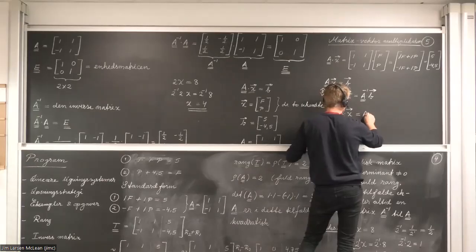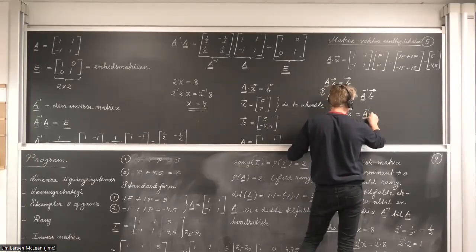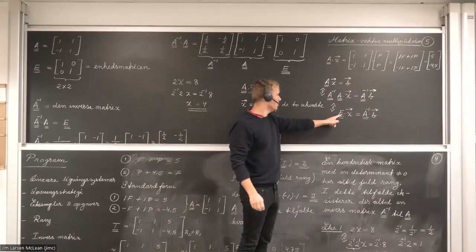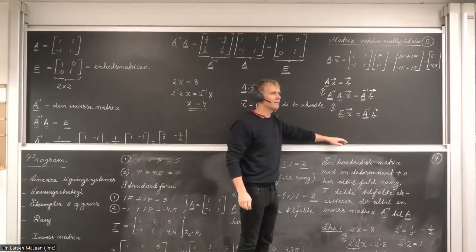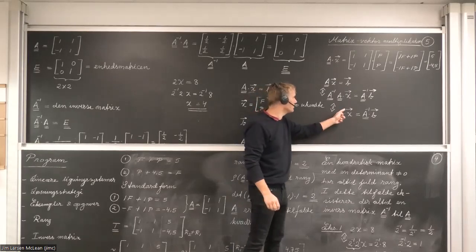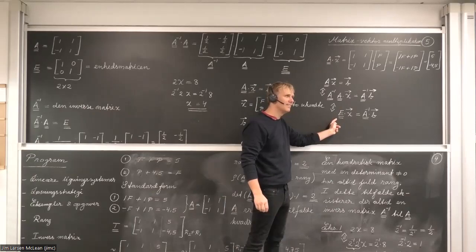And that's the answer, say, A inverse times B. And now you'll see something cool. What do you get if you take the identity matrix times X? Does anyone have a guess? X, because this one should behave like a 1. And this is exactly what will happen.